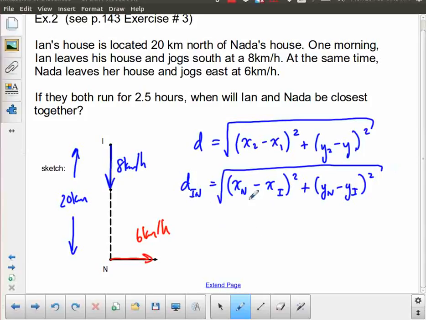I think of Ian as running towards Nada's direction, so that's why I made Nada kind of the destination. But it actually doesn't matter, because whatever this difference is, we're squaring it. So what do we know about these values?